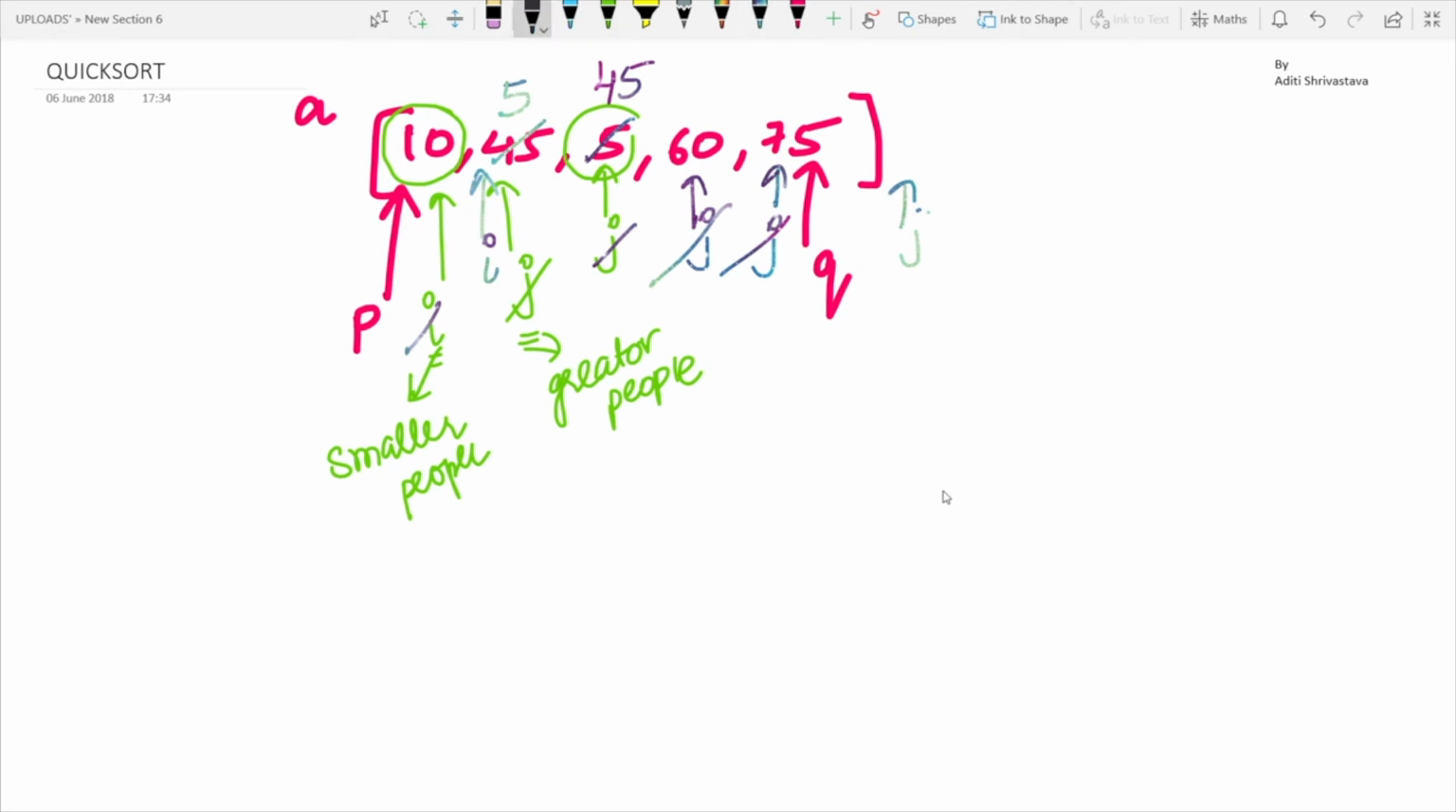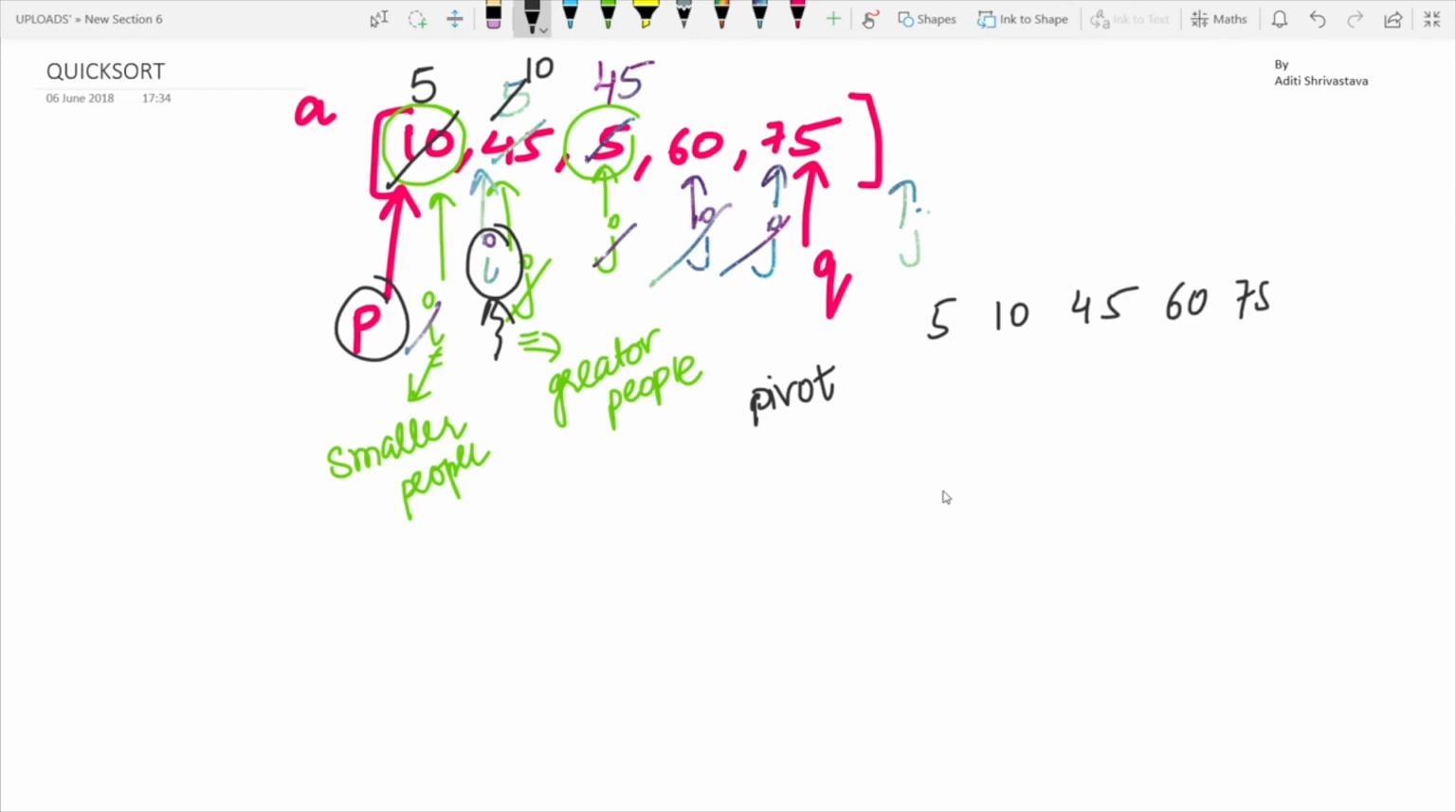We will swap this I and P. So I will swap this 5, and 10 goes here. So here at the last, I gives the correct position of the pivot element. If we write it here like 5, 10, 45, 60 and 75, the elements to the left hand side of the pivot element are smaller than 10, and the elements to the right hand side are greater than 10. So this pivot element gets its correct position, that is 2.